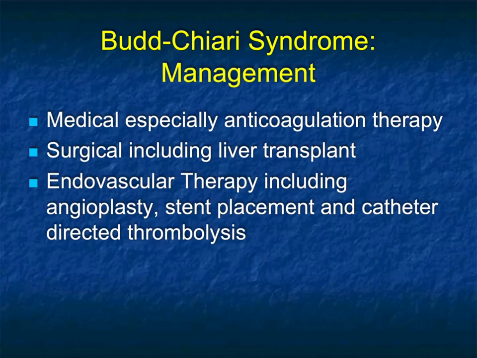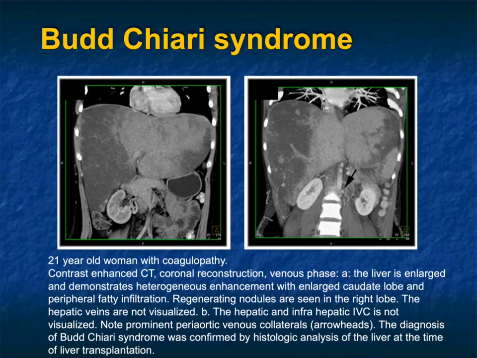common appearance. Now, I won't go into management of Budd-Chiari, medical management, usually with anticoagulant therapy. Other cases need surgical management, including liver transplant, endovascular therapy, including angioplasty, stent placement, and catheter-directed thrombolysis also can be done. Here's a nice example of Budd-Chiari in a patient with coagulopathy.